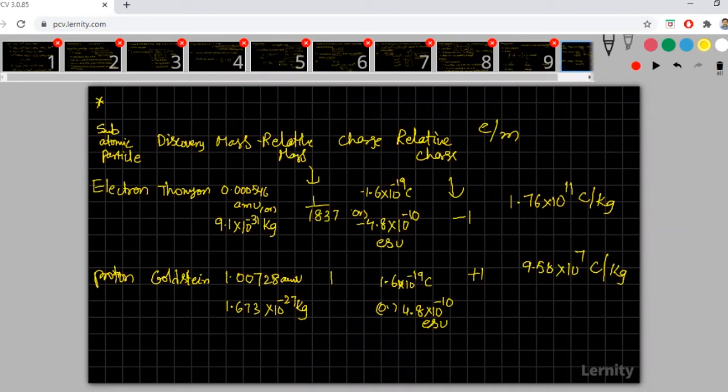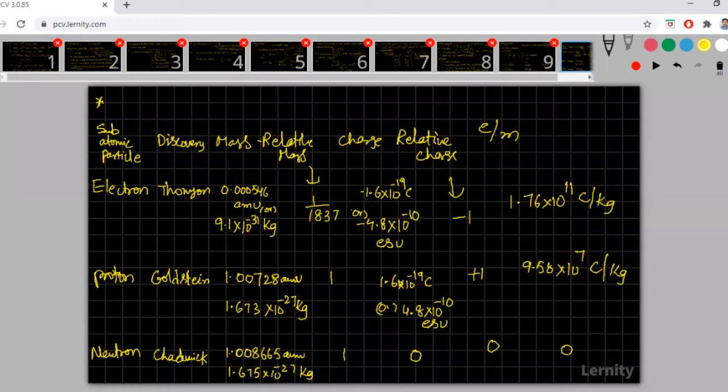The last part is the neutron. The neutron was given by Chadwick. Here the mass is 1.008665 AMU or 1.675 × 10^-27 kg. Here relative mass is 1, charge is 0, relative charge is 0, and the e/m value is also 0. This is the tabular column regarding this.